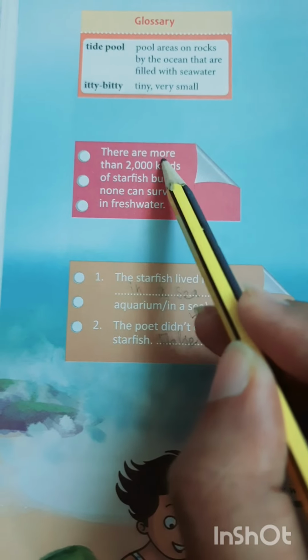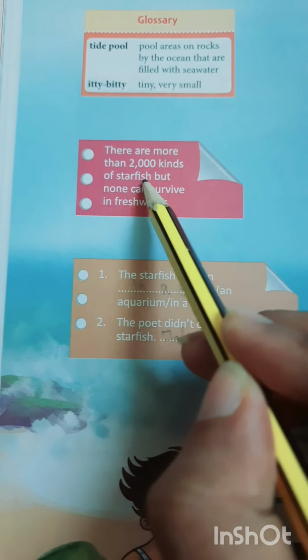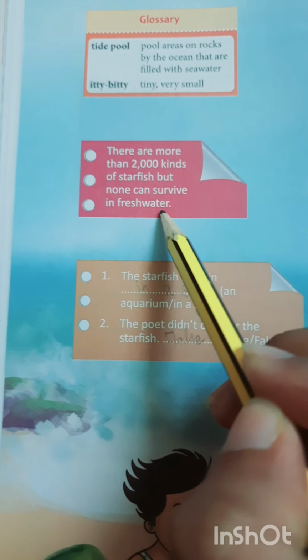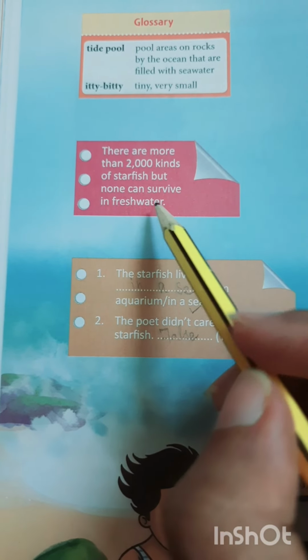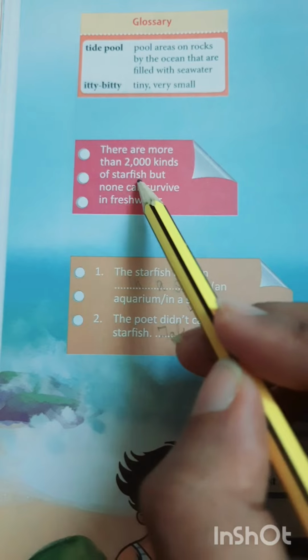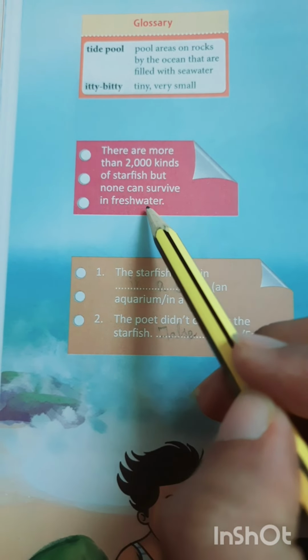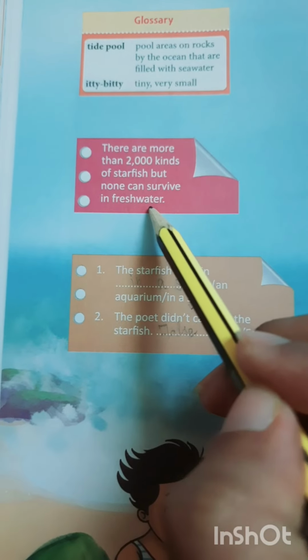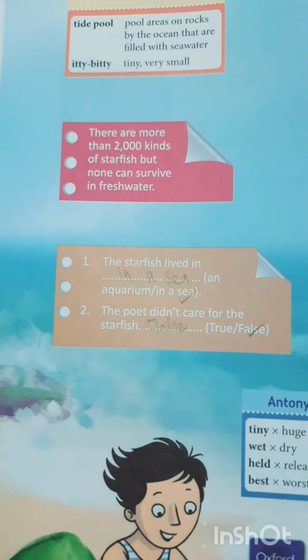Okay, children, and here you can find a fact. There are more than 2000 kinds of starfish, but none can survive in fresh water. So what do you find from this? Yes, children, starfish can live only in salt water, in the sea, not in fresh water. Okay, children. Okay, that's fine.